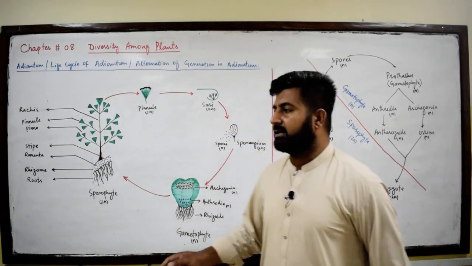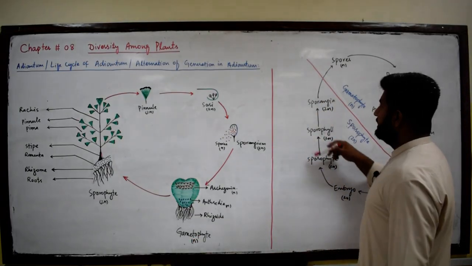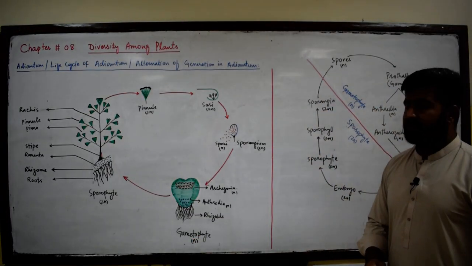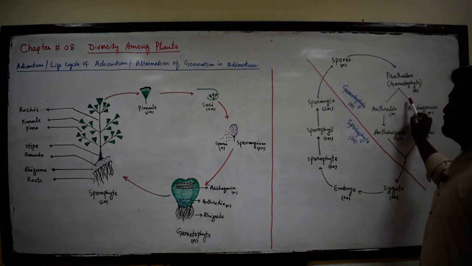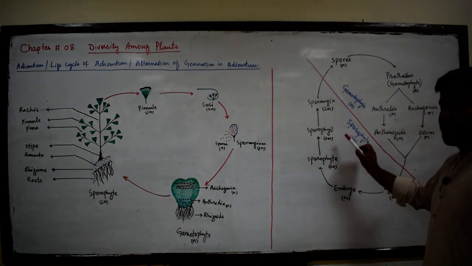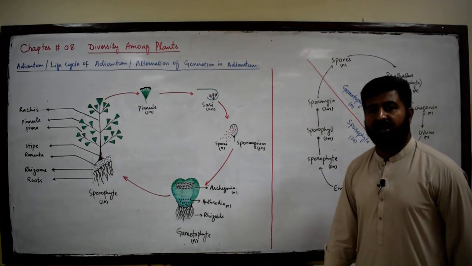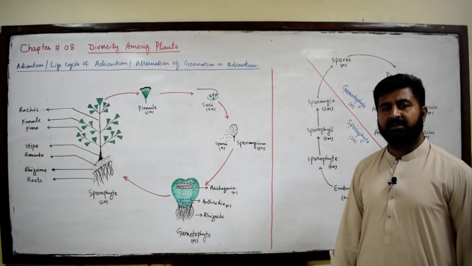Hence, the life cycle of Adiantum continues. The sporophyte generation alternates with the gametophyte and the gametophyte again alternates with the sporophyte. This is called alternation of generation.